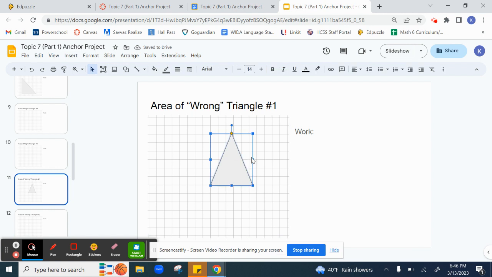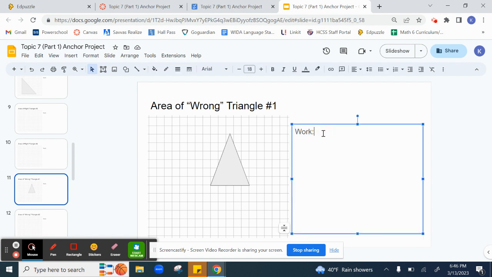All right, let me just make sure that your base goes from grid line to grid line so it's easy to count. Right triangles are still 1/2 of the base times height. Now let's count our base and height.